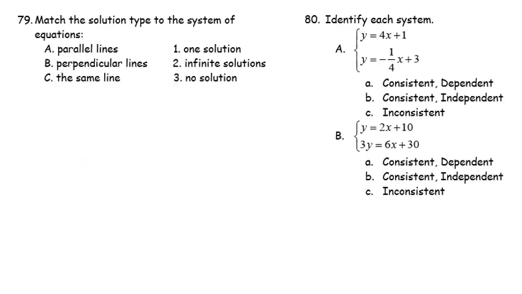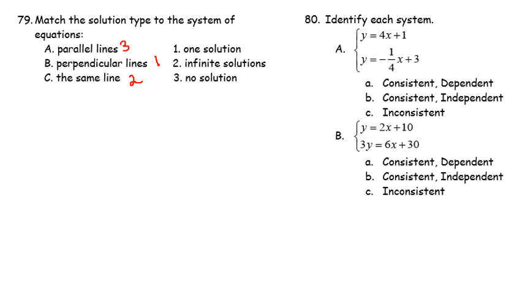79. Match the solution type to the system of equations. If you've got parallel lines, remember you will have no solution. So that would be 3. Perpendicular lines means that they intersect, and if they intersect, you will have one solution. And if it's the same exact line, one line on top of the other, that means you will have infinite solutions.